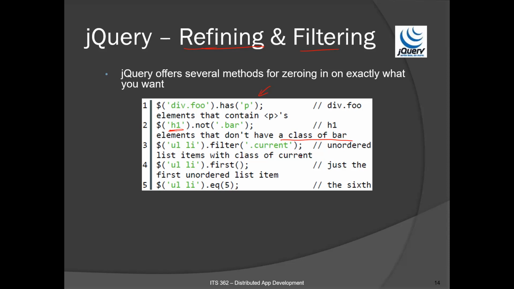Here, on the other hand, on an unordered list, you want all the LIs that have .current. So unordered list items with a class of current. You see, you can do the search there.